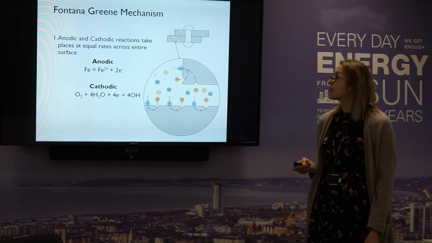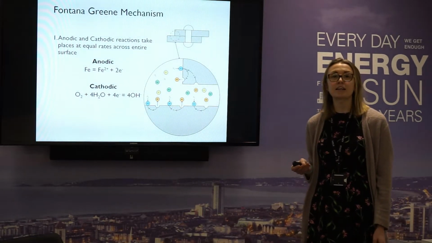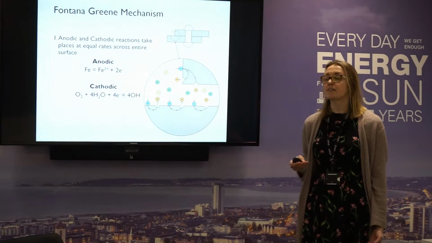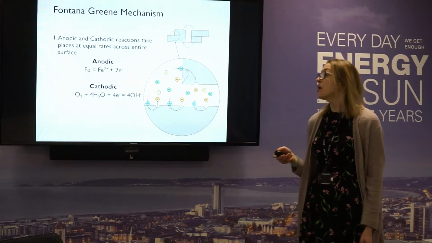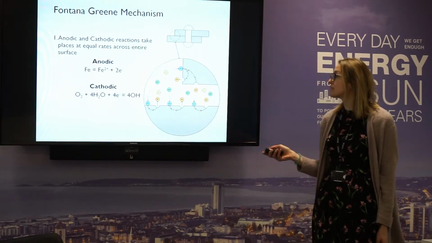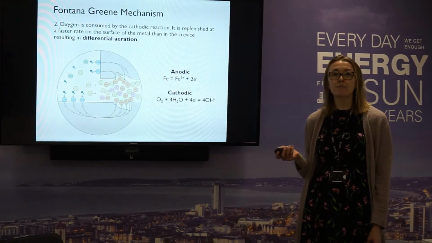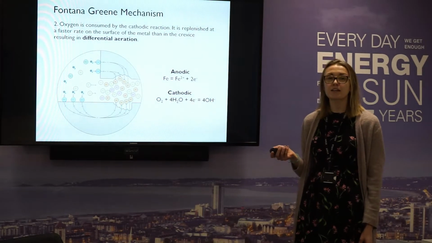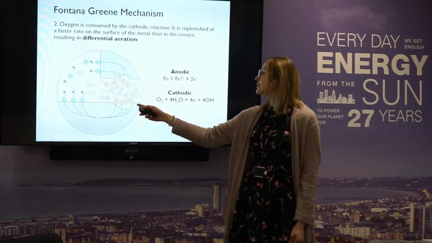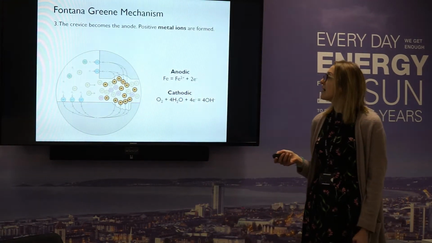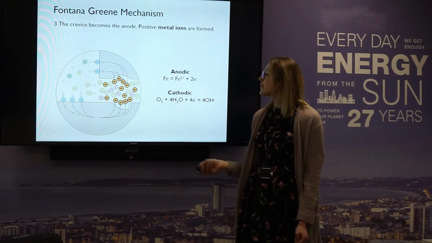Obviously this cathodic reaction needs oxygen in order to take place, and therefore we need to keep replenishing the oxygen from the outside environment, such as from the air. This replenishment can take place a lot quicker on this outer surface than within the crevice region, and therefore we get the outside becoming preferentially cathodic because more oxygen can get there. This means that inside the crevice we get an anodic region where the metal dissolution occurs, and we get this build-up of positive metal ions here within the crevice.